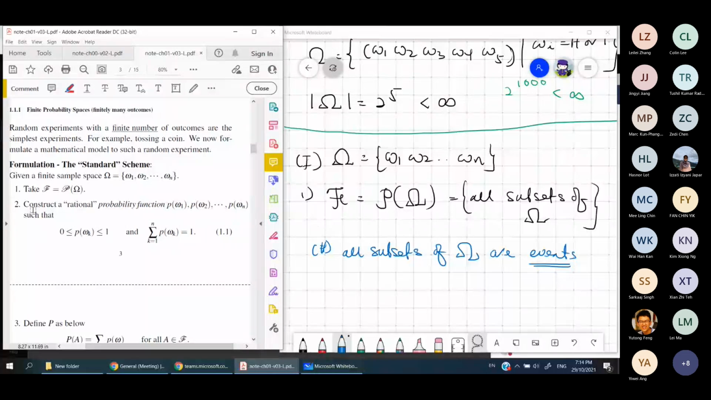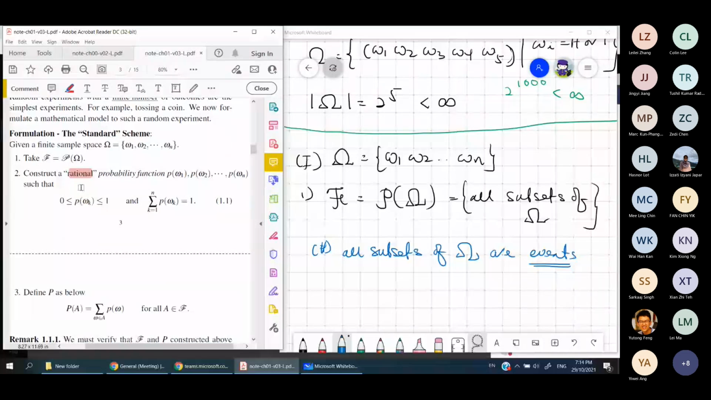We construct a rational probability function. Rational means based on some kind of common sense or some method which is an acceptable method. So we construct P(omega 1), P(omega 2), up to P(omega n). That means for each of the outcomes, we assign a value, which has to fulfill this: P of omega k must be in between 0 and 1, and when we sum all of them, it equals 1. Okay, so that's the way.